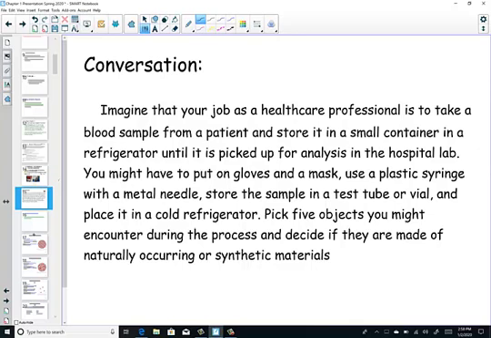You might put on gloves and a mask, use a plastic syringe with a metal needle. You'll store the sample in a test tube or vial. You'll place it in a cold refrigerator. Why don't you think about 5 objects you might encounter during the process and decide if they're made of naturally occurring or synthetic materials. You might want to do this just in your margin. Think about 5 materials, 5 items, and decide if they're natural or synthetic. I'll give you a moment to write them down in your margin. 5 examples.